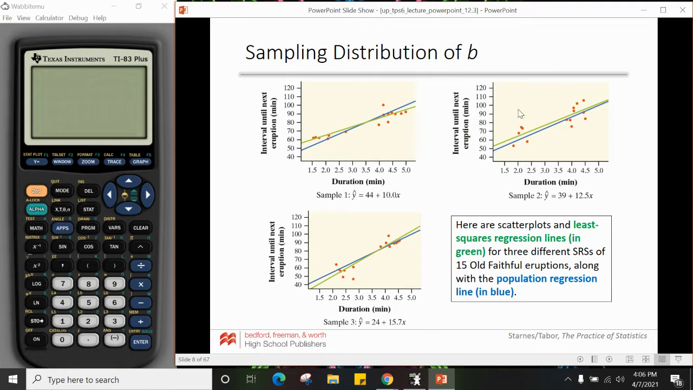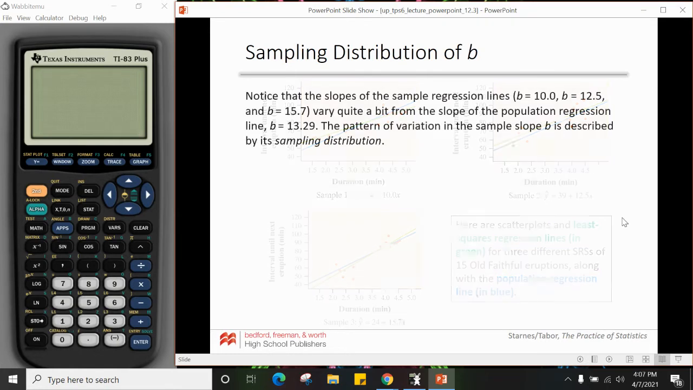And so each one of these 15-point samples has a slope of 10, 12.5, 15.7. So they do change quite a bit. And that's exactly what we're talking about here. And that's all compared to the population slope, which was 13.29.